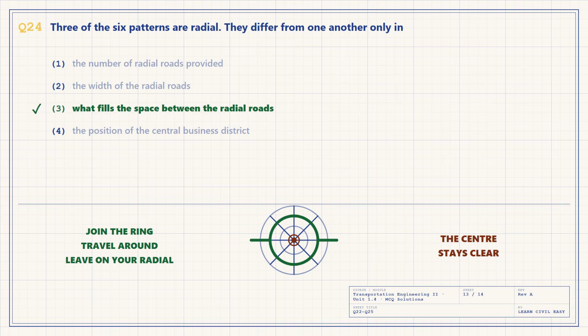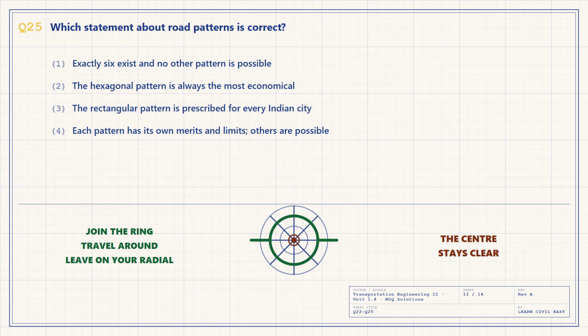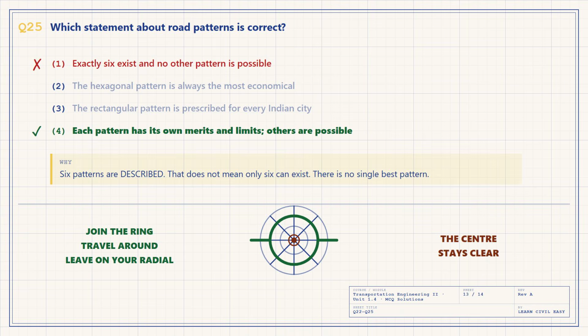Question 24. 3 of the 6 patterns are radial. They differ from one another only in option 3: what fills the space between the radial roads? If you remember one sentence from this entire paper, make it this one. Question 25. Which statement about road patterns is correct? Option 4. Each pattern has its own advantages and limitations, and other geometric patterns are also possible. Option 1 is the trap for a student who has learned it too rigidly. 6 patterns are described. That does not mean only 6 can exist. There is no single best pattern, and your exam will not ask you for one.